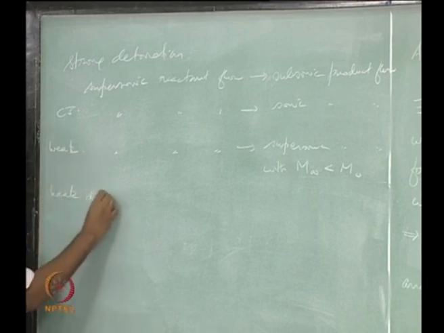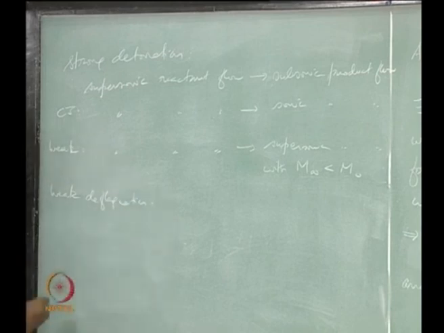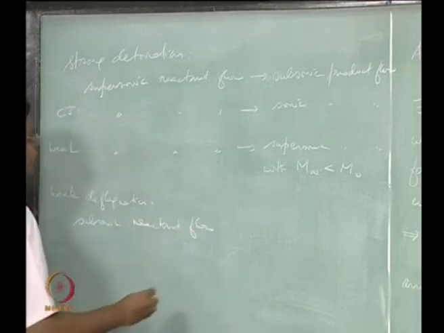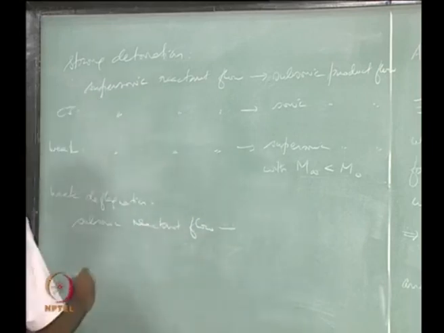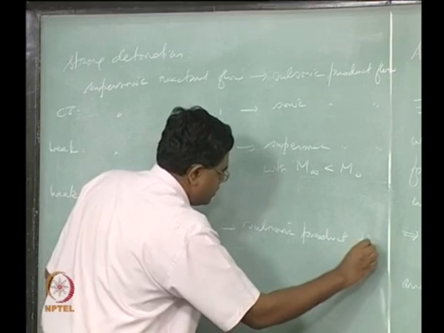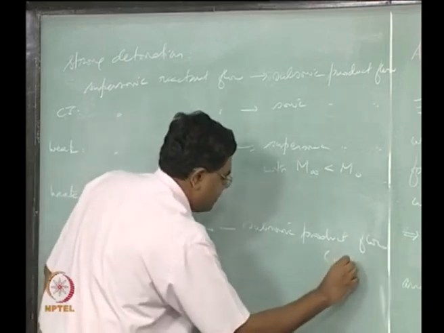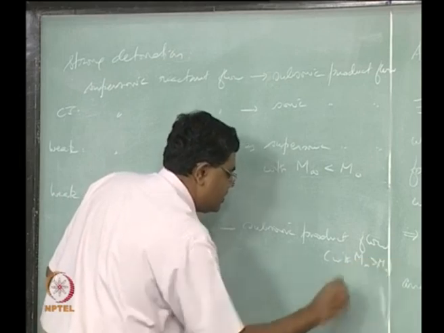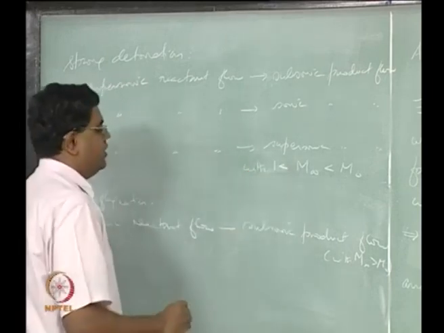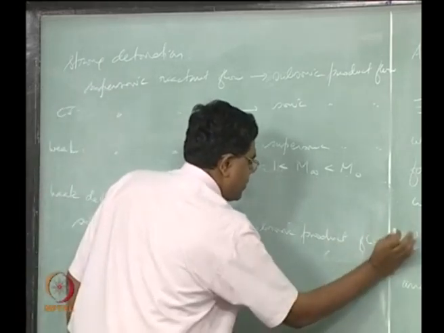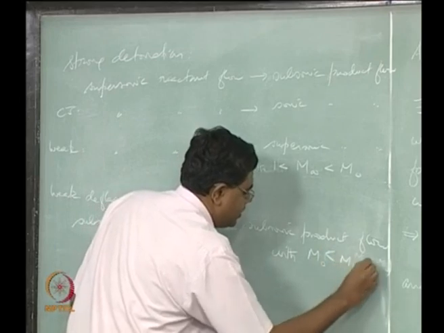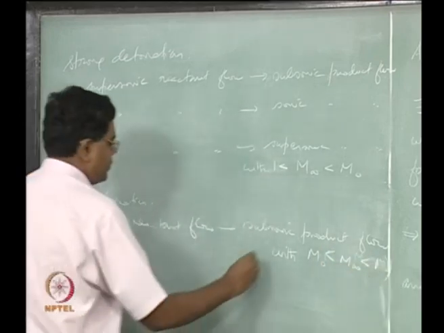Weak deflagration means subsonic reactant flow still becomes subsonic product flow with M infinity greater than M naught, still less than 1, right? So strictly speaking, in the previous case we should say 1 less than M infinity less than M naught. Here we should say with M naught less than M infinity less than 1, is what we should say.